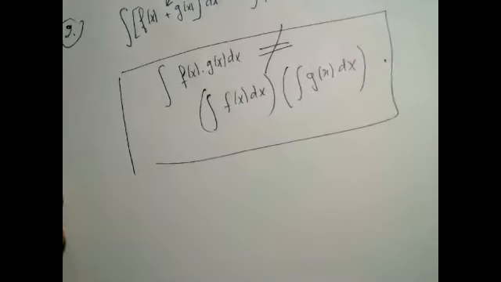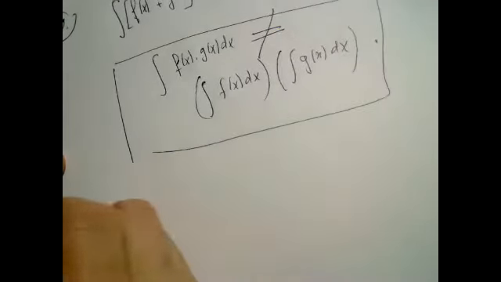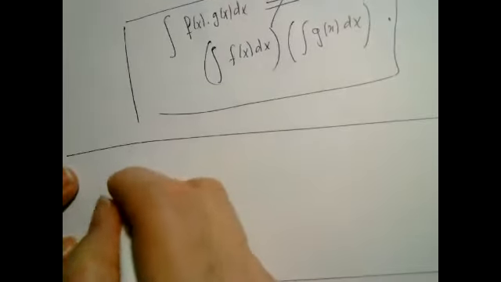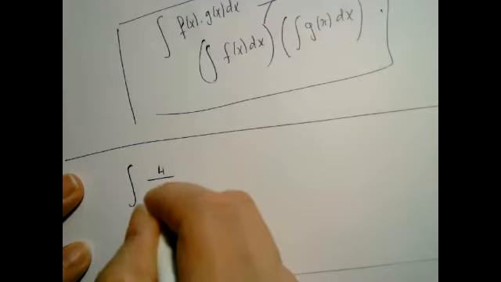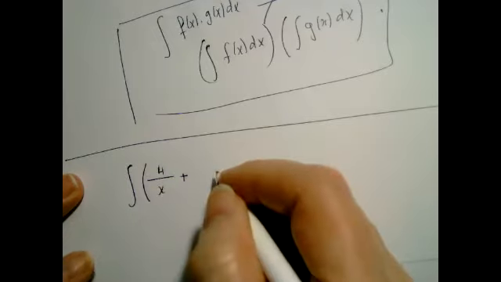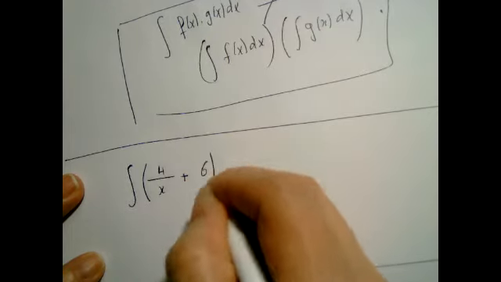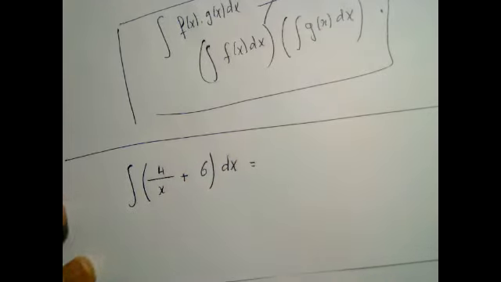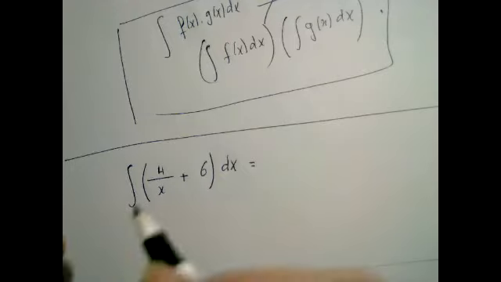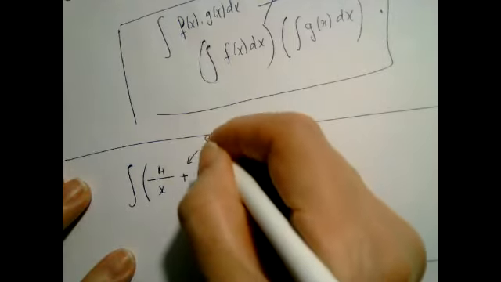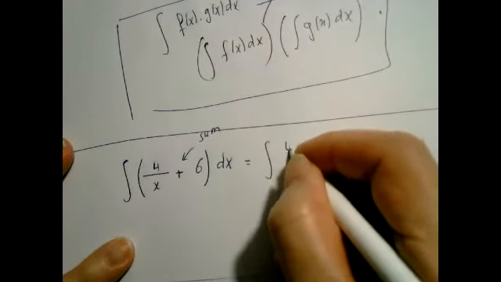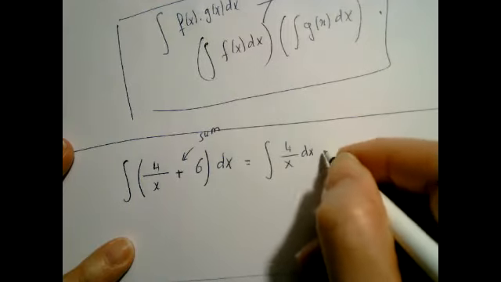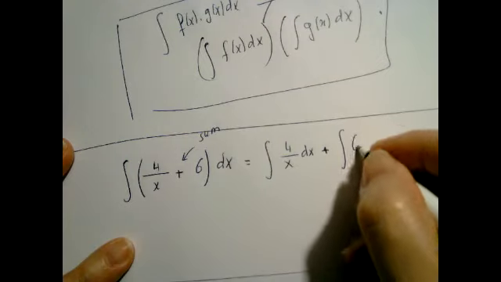So let us say I ask you to do the following. Find the antiderivative of the integral of the sum 4 over x plus, let us say, 6 dx. Okay, so let's compute this. All right, first this is a sum. Since this is a sum, I can break my integral. So that's the antiderivative of 4 over x dx plus the integral of 6 dx.